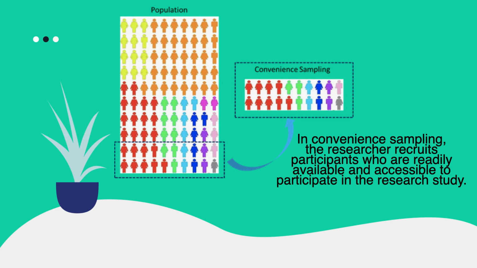A convenience sample simply includes the individuals who happen to be most accessible to the researcher. This is an easy and inexpensive way to gather initial data, but there is no way to tell if the sample is representative of the population, so it can't produce generalizable results.